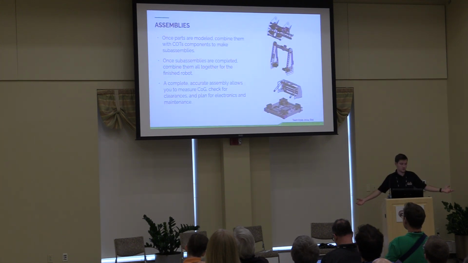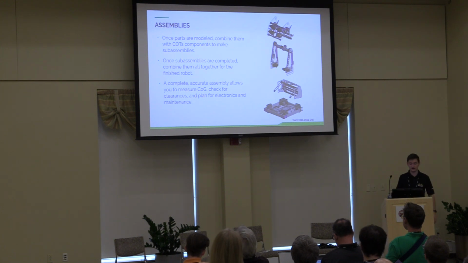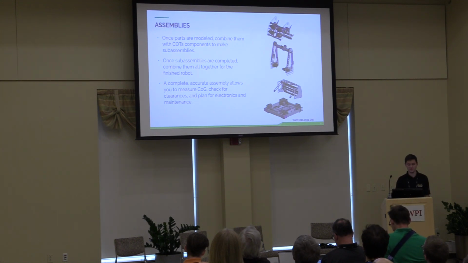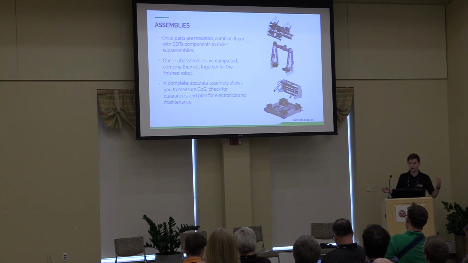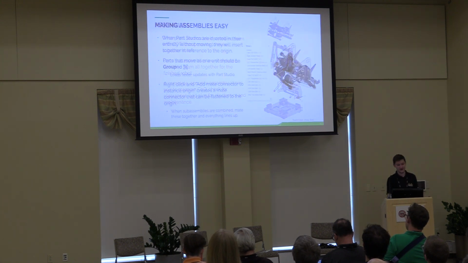So of course, you know what assemblies are. Once your parts are modeled, you're going to combine them with all the COTS components that you're going to get from your master or the CAD library, any of the vendors. You're going to make your sub-assemblies. Your sub-assemblies come together to make your finished robot. And once you've got the finished robot, it's very nice because you can do things like measure the COG, check for all of your clearances, plan for electronics, maintenance, and of course, most importantly, take screenshots for your tech binder.